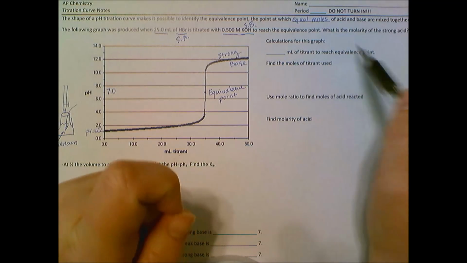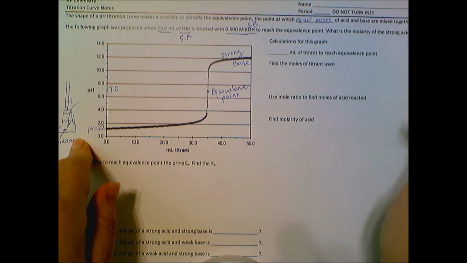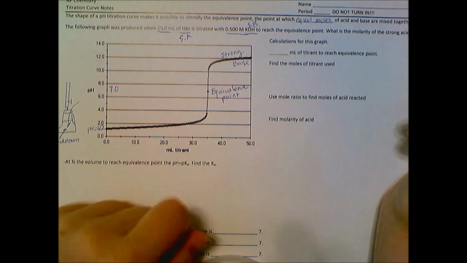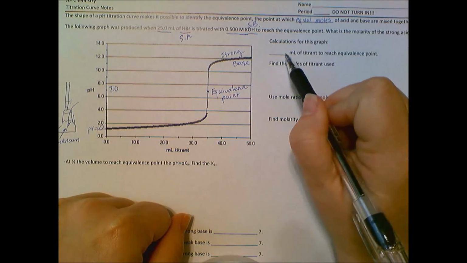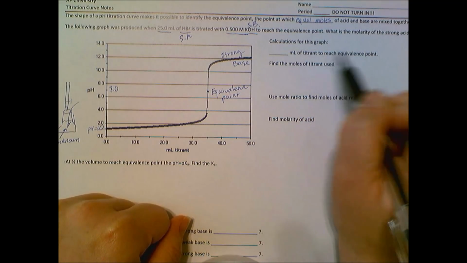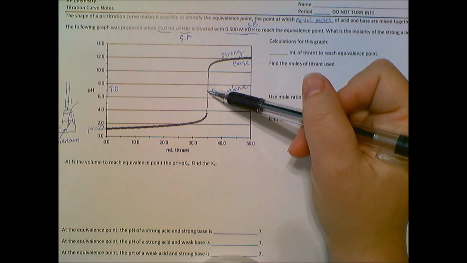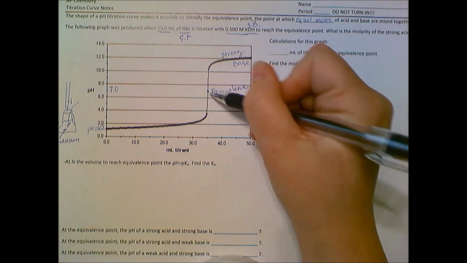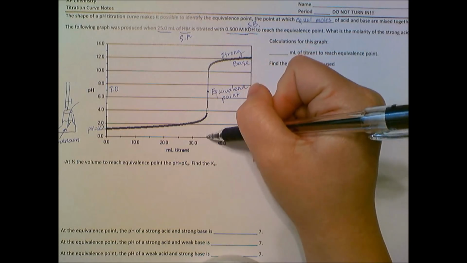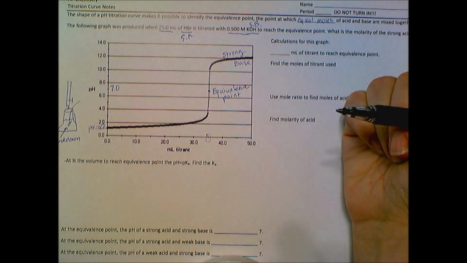What we want to know is, what is the molarity of that strong acid? What's the molarity of our acid, our unknown acid, in the container? So the first thing we want to know to do this calculation is the milliliters of titrant to reach the equivalence point. So how many milliliters do we actually have to add of this strong base to get to our equivalence point? So we always just find the equivalence point and then drop down to our volume. And it looks like it's at 35 milliliters. Yep, 35.0 milliliters.